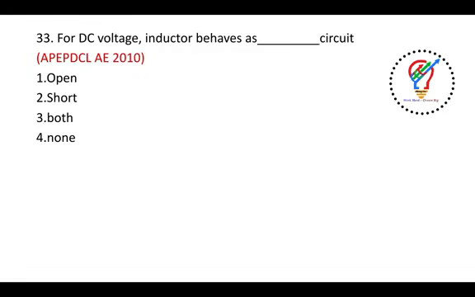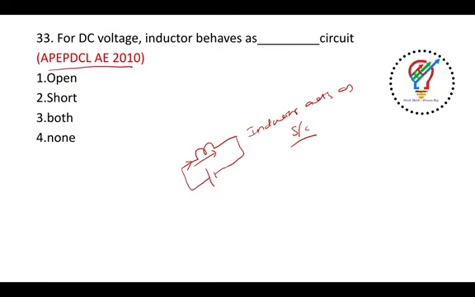Okay, next one, for DC voltage, an inductor behaves as, we know that inductor. When DC current is supplied, the inductor acts as a short circuit. This was asked in the APEPDCL AE 2010 paper.